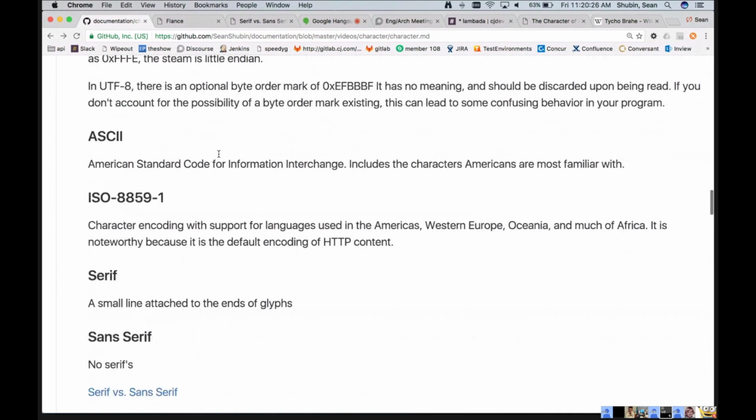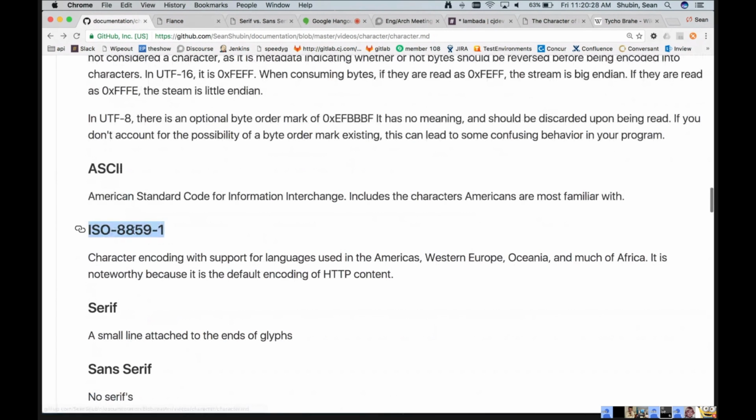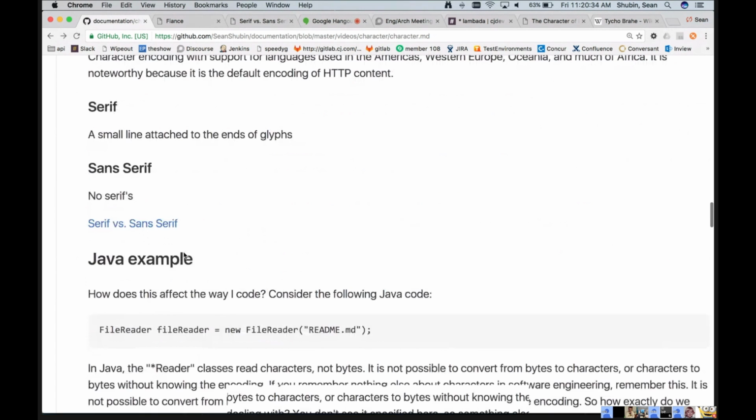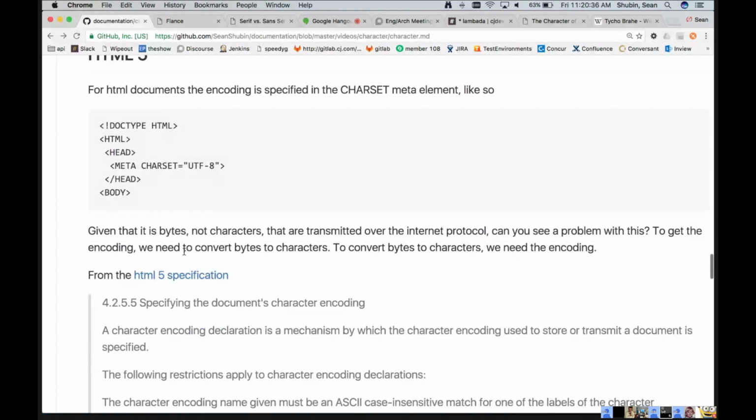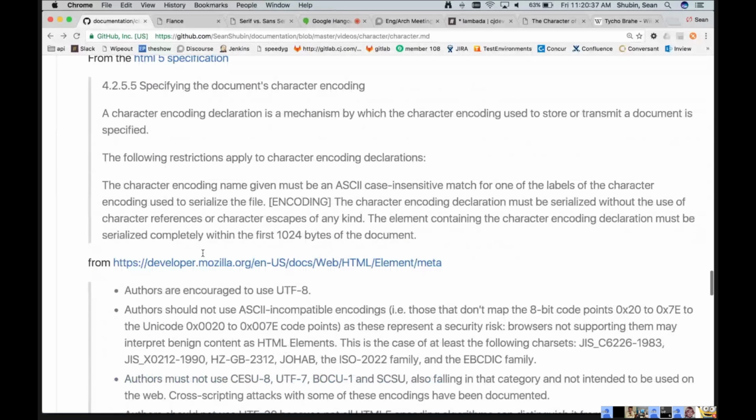You could also use ISO 8859-1. That's actually the default, and that's the only reason I note it here. So that's something, again, a little more complicated than you might have thought.